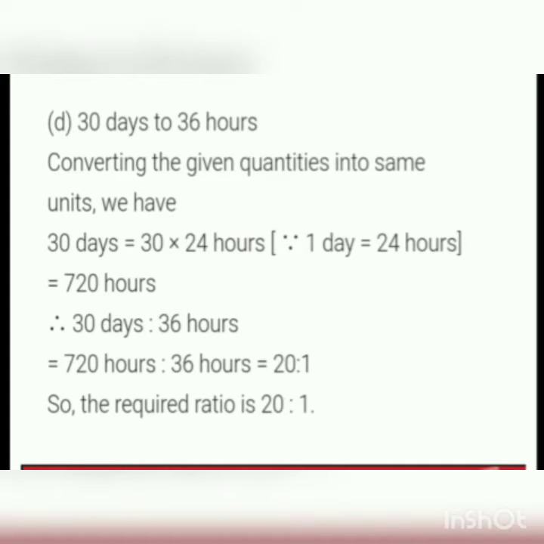Now we have both the terms in hours. So, 720 hours is to 36 hours. Now, finding the ratio here, 720 and 36, what is common? If you don't know the common factor, we can find the HCF of both the terms, then you will get the common factor. Here the HCF of 720 and 36 is 36 itself. So by dividing throughout by 36, you will get 20 is to 1. So the required ratio is 20 is to 1.